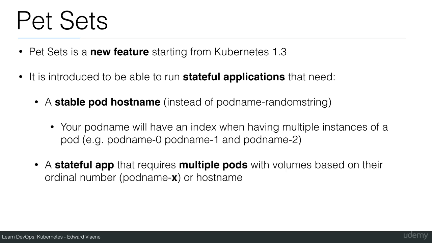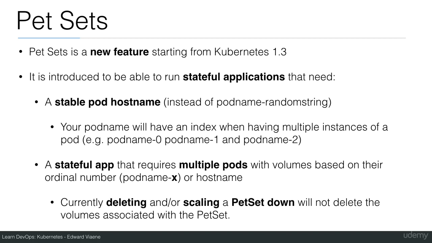Another reason why you would use pet sets is when you have a stateful app that requires multiple pods with volumes based on their ordinal number, which means pod name dash and then the number, or that needs a static hostname. Also know that when you use pet sets, currently deleting and or scaling a pet set down will not delete the volumes associated with the pet sets. So they want to make sure that when you use pet sets, the volumes are not just deleted.